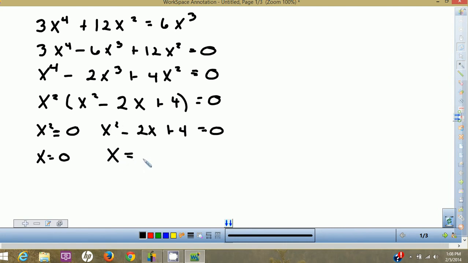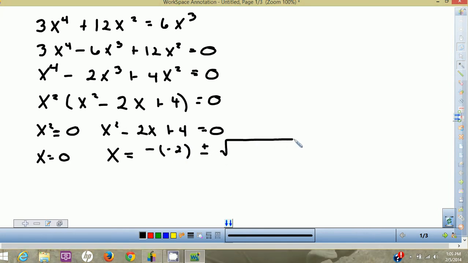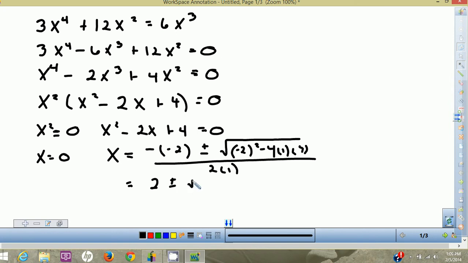x is equal to opposite b plus or minus the square root of b squared minus 4ac divided by 2a. So I have plugged that into the quadratic formula. Let's start simplifying. I get 2 plus or minus the square root of negative 12 over 2.